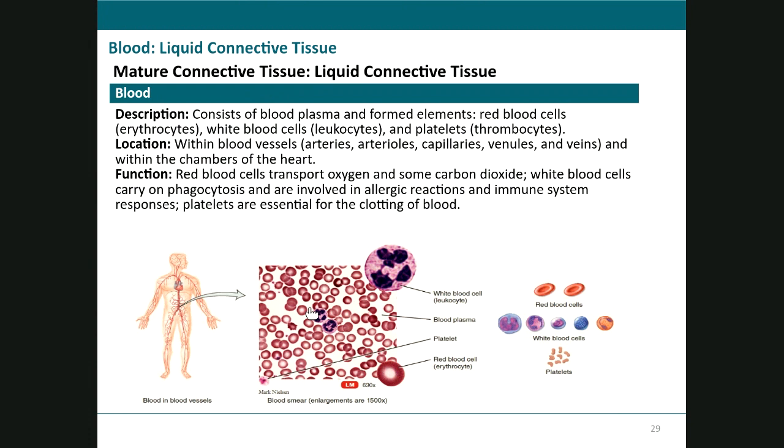the plasma are the red blood cells or the erythrocytes. Red blood cells are important for transporting oxygen and CO2. We've got white blood cells or leukocytes. They're important in terms of carrying on phagocytic reactions, allergic reactions, and are primarily responsible for the immune system. And the third type of cell are these platelets, these little darker pink areas, and they're essential for blood clotting.